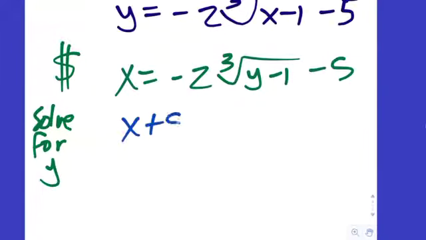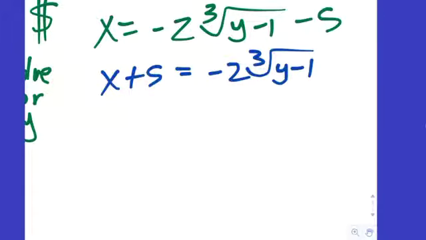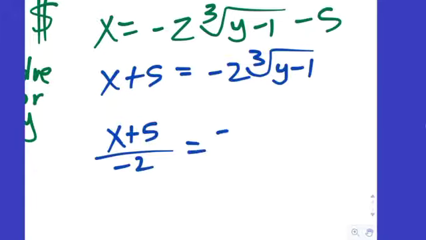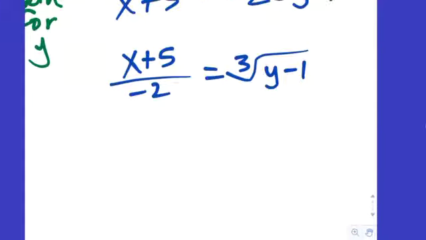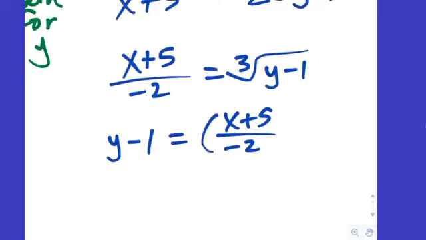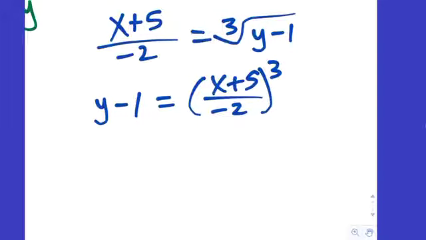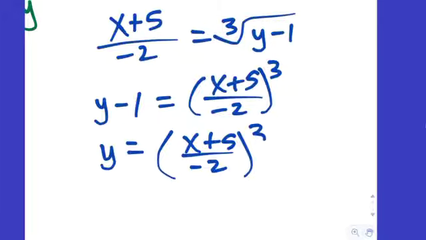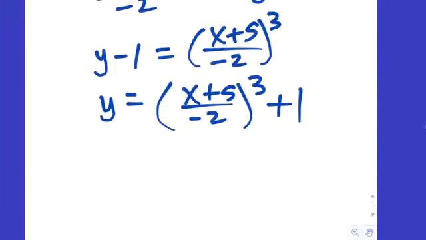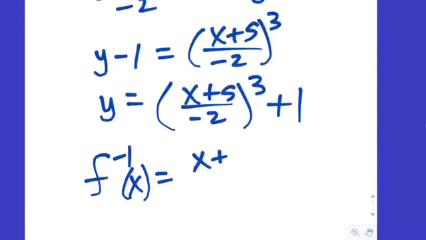So if we add 5, we get x plus 5, and that equals negative 2 cube root of y minus 1. Now I have to get rid of the negative 2, so I'll divide both sides by negative 2, like that. And now I have to uncube both sides, so I'll cube it, and I'm left with y minus 1 equals x plus 5 over negative 2 quantity cubed. And the last thing I do is I add 1, and we get x plus 5 over negative 2 quantity cubed plus 1. And now that is the inverse, so we'll give it the name f inverse of x. And if you want to simplify it, you can.